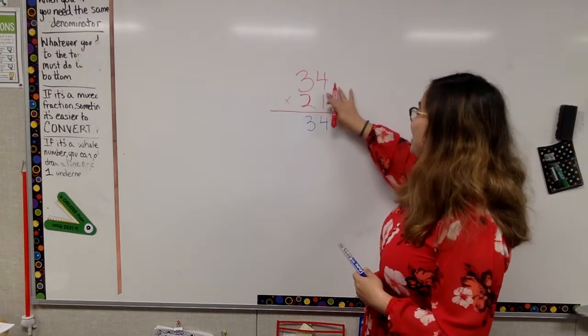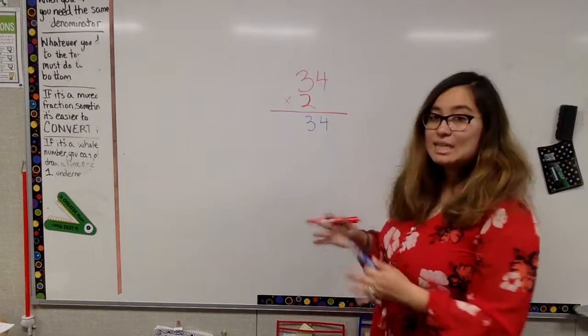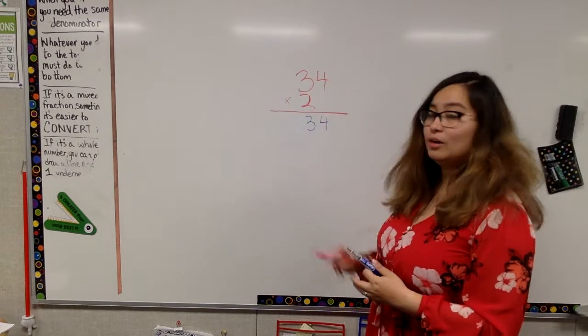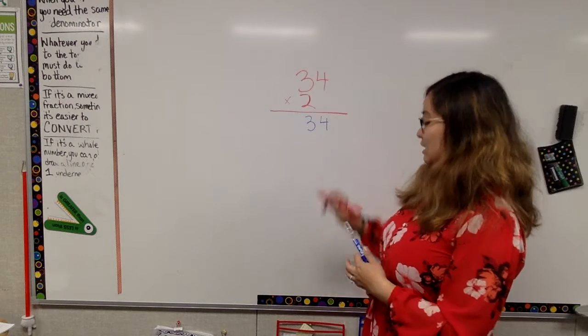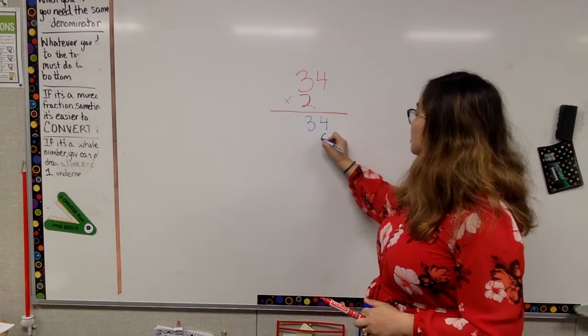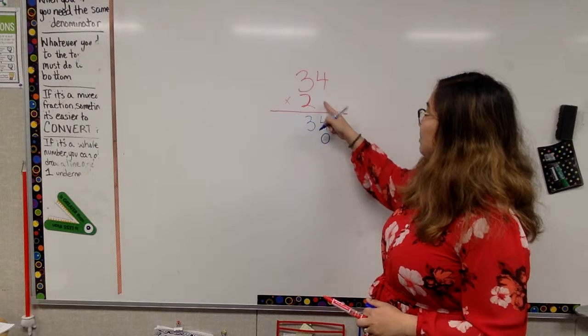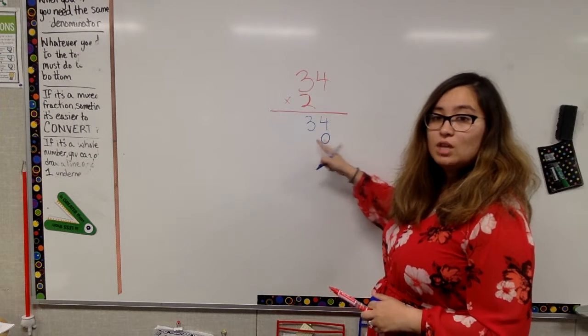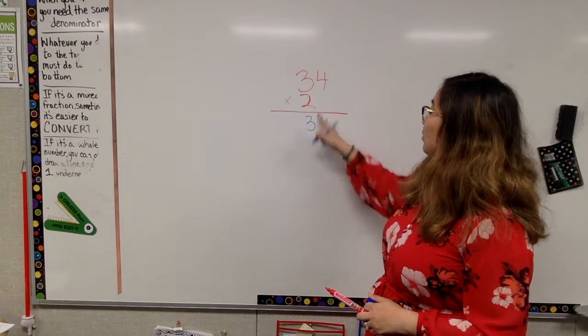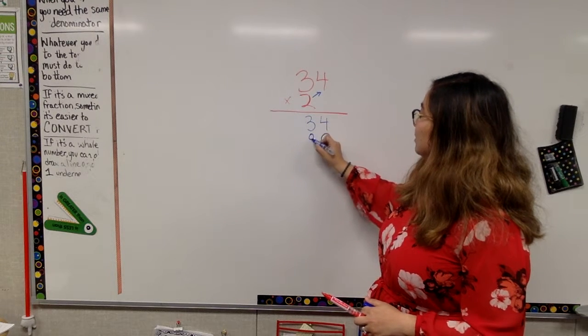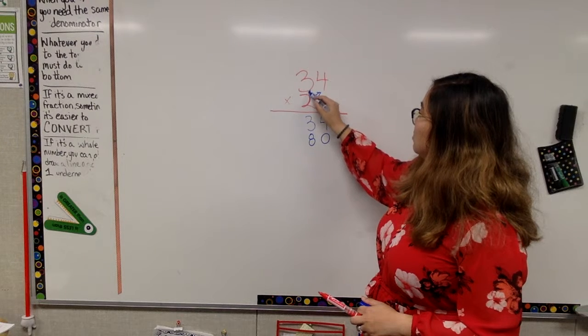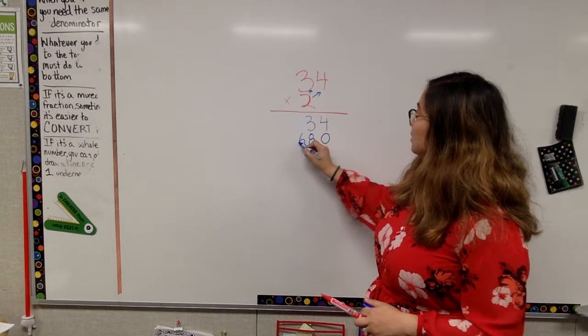Now I ignore this because I already did it. Now I do it with here. Now since this is the second number, in my answer, I need to put a 0 first to represent I'm ignoring this one. So now I'm in the tens column and I'm going to multiply. The same thing, 2 times 4, which is 8, and then 2 times 3, which is 6.